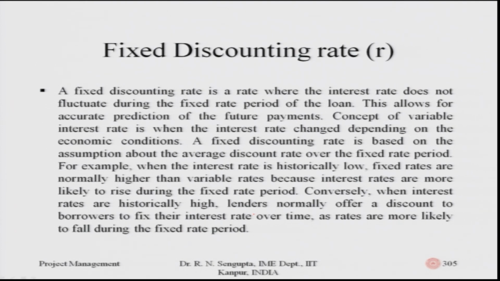So, it changes accordingly. A fixed discounting rate is based on the assumption about the average discounting rate over the fixed interest rate period. For example, when the interest rate is historically low, fixed rates are normally higher than the variable rates, and conversely, when interest rates are historically high, lenders normally offer a discount to the borrowers to fix the interest rate over the period.